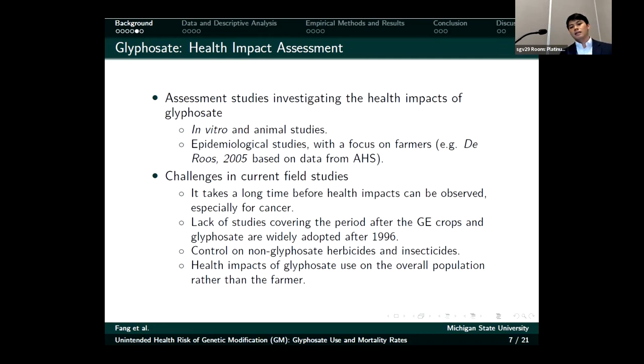And the third one is that in a lot of field studies, they do not control for the non-glyphosate herbicide as well as insecticides. Basically, as we introduced before, the use of glyphosate is strongly associated with the non-glyphosate herbicide and insecticides, especially after the GE crops were widely adopted. So this is what we did, controlling for these two other types of pesticides. Also, the health impacts of glyphosate use on the overall population are not investigated in most studies, while most of those focus just on farmers.